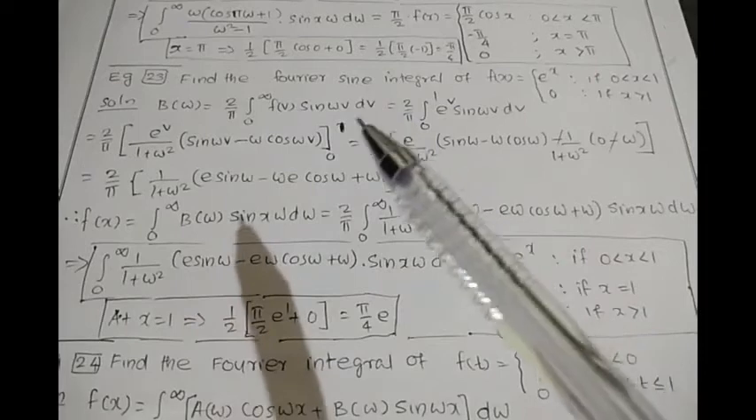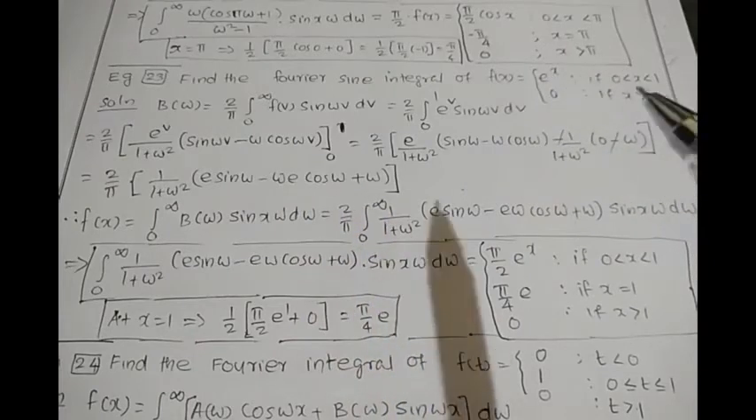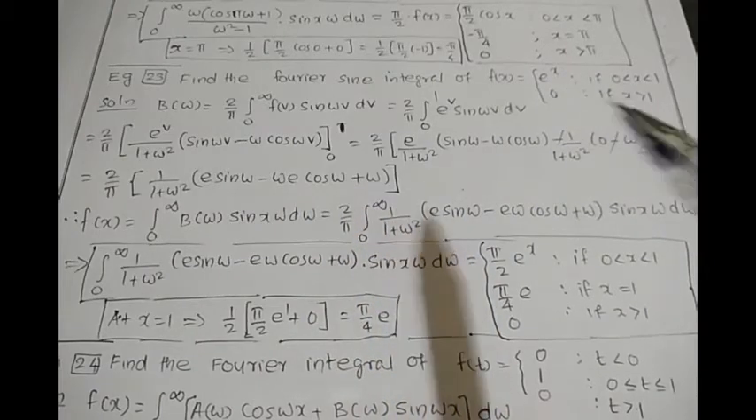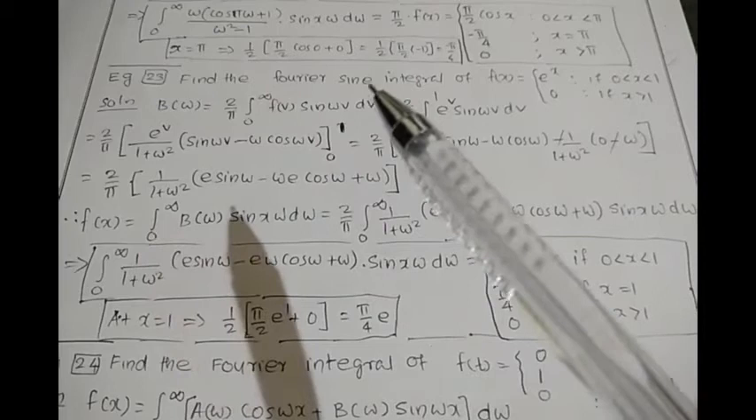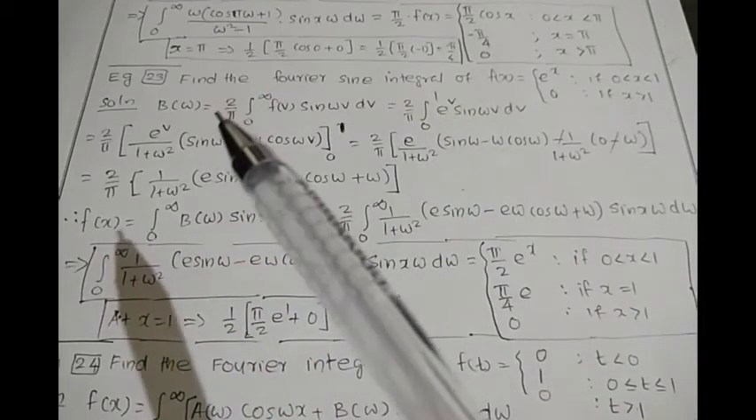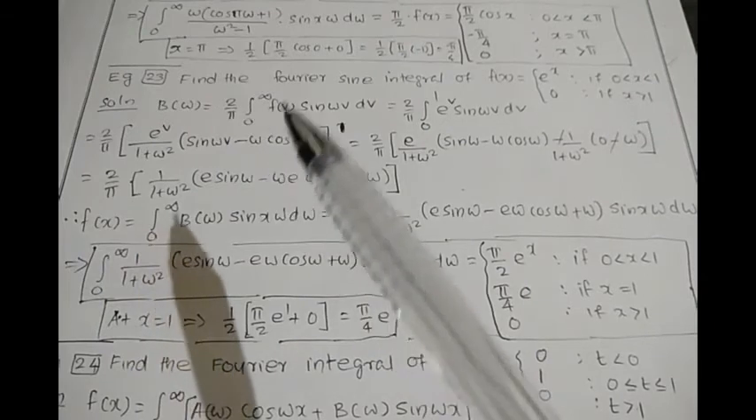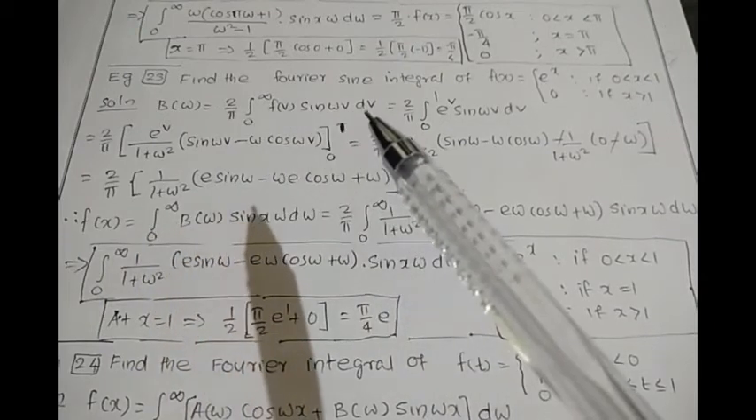Fourier integrals part 8. Taking the next example, find the Fourier sine integral of f of x equal to e raised to x in between 0 and 1, equal to 0 for x greater than 1. So here we have to write the sine formula. For that we take b omega first. B omega equal to 2 by pi integral 0 to infinity f of v sine omega v dv.